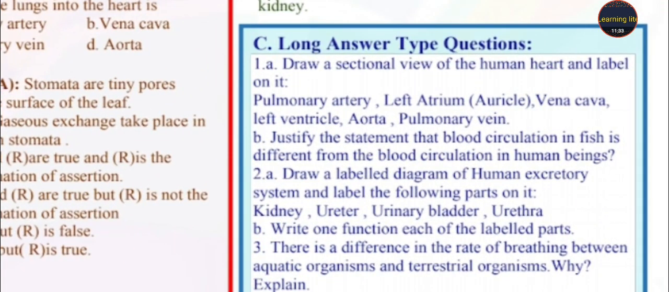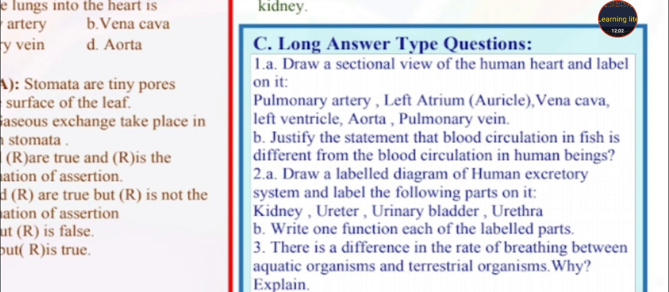First, draw the sectional view of the human heart and label it. So student, we have to draw the human heart diagram and label it. Second part, justify the statement: blood circulation in fish is different from human blood circulation. Student, blood circulation in fish is different from humans because humans have a 4-chambered heart and twice blood circulation, but in fish there is only a 2-chambered heart, so it has no double circulation, it has single circulation.